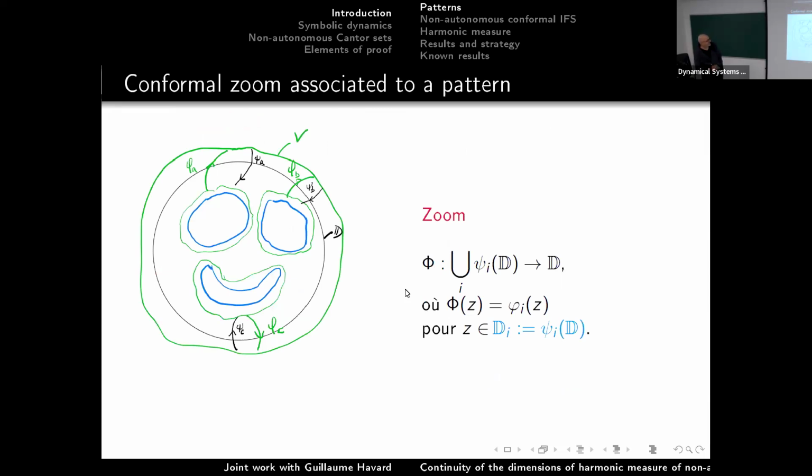So, okay. The application that will send each one of these 3 domains to the circle would be the zoom application.